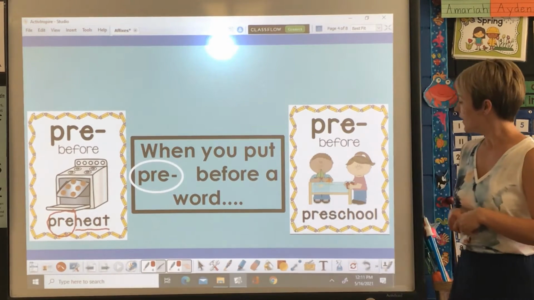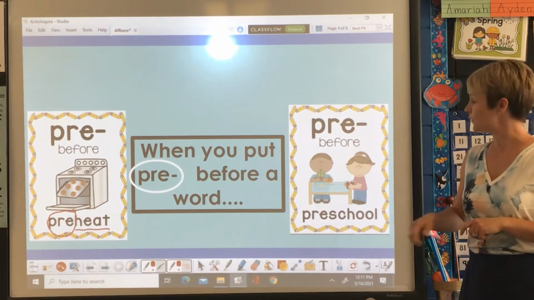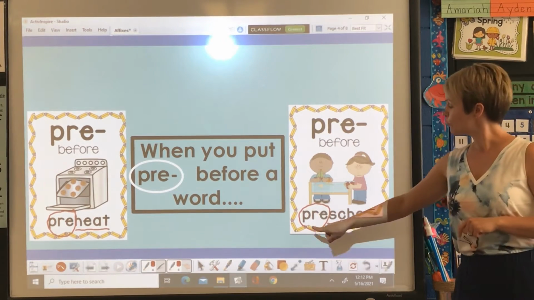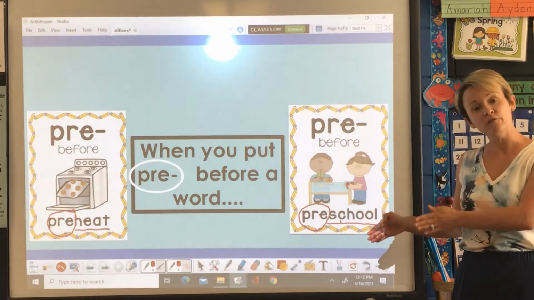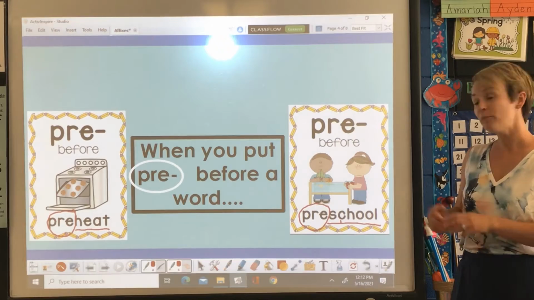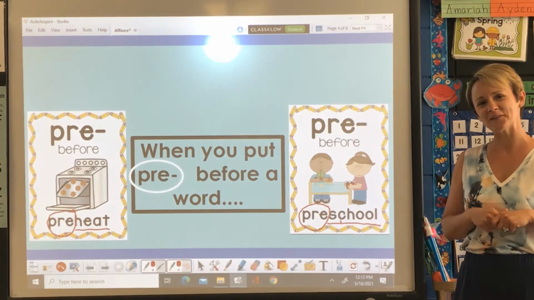Preheat. And before you come to big school, preschool is where you go. Preschool means before school begins. Preschool is for children before they come to kindergarten.